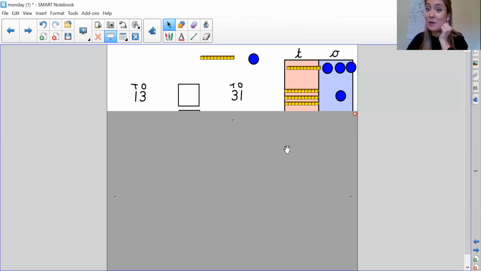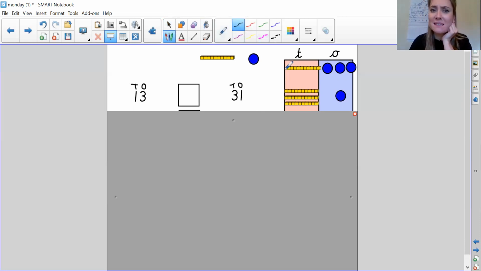Good. I can see from looking at those numbers that 31 is greater because there are more 10s. Well done if you said that. So when I'm drawing my symbol, I need to make sure that I've got 13 is less than 31, because I'm reading it that way, aren't I? 13 is less than 31.